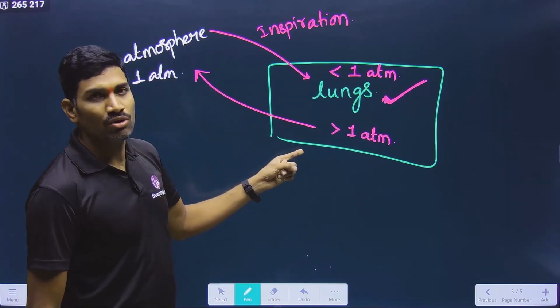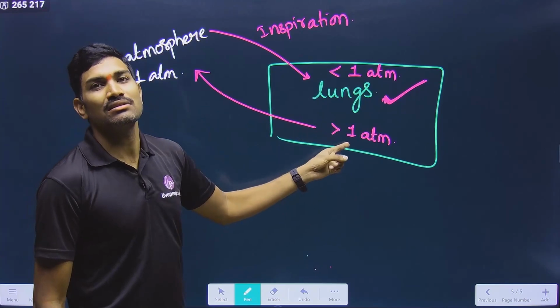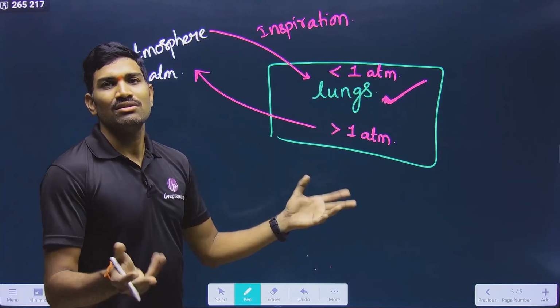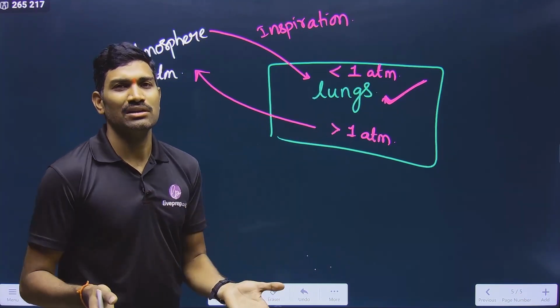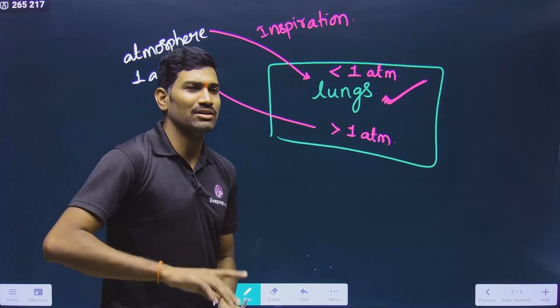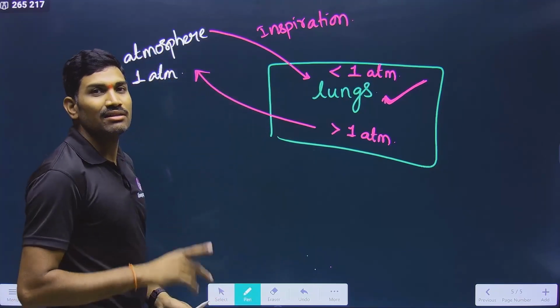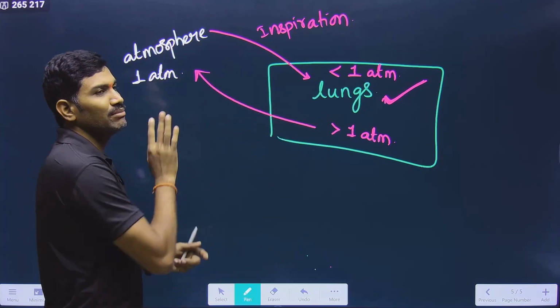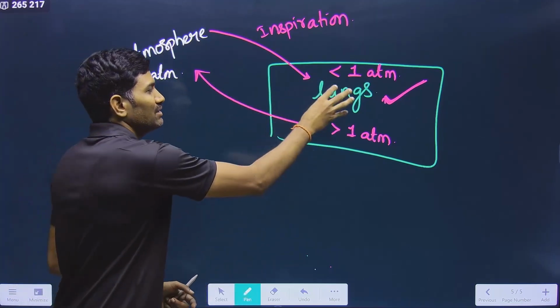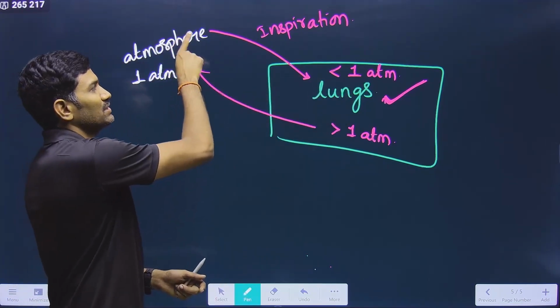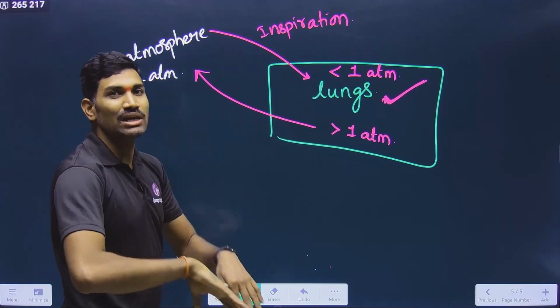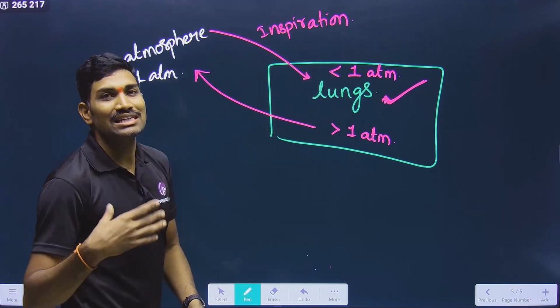But if you don't know why we are changing this particular pressure and volume, then there is no use in studying this. That's what I am saying. Don't try to learn this by heart. This is the logic: a pressure difference should be created, and only then will air movement occur. If pressure within the lungs is less than atmospheric pressure, then air is taken into the lungs. This process is called inspiration.